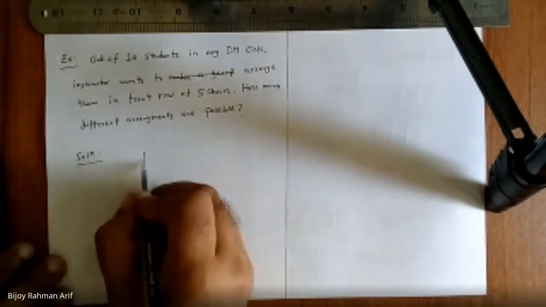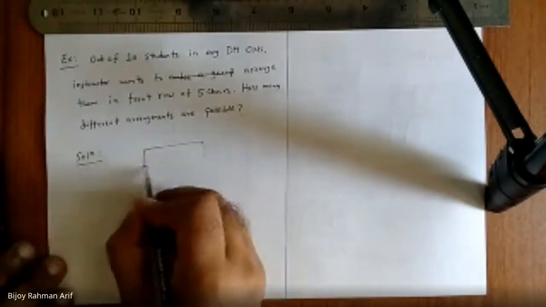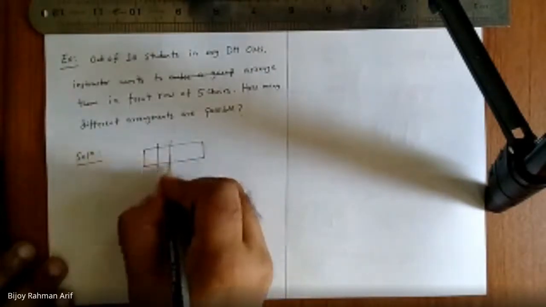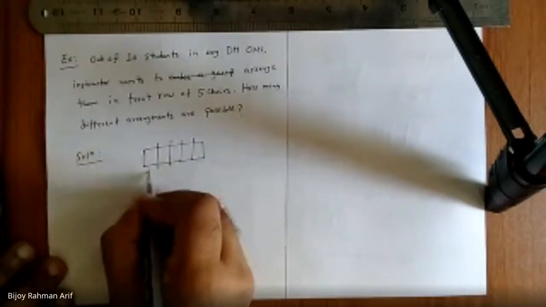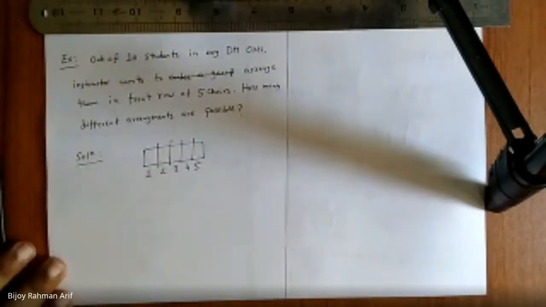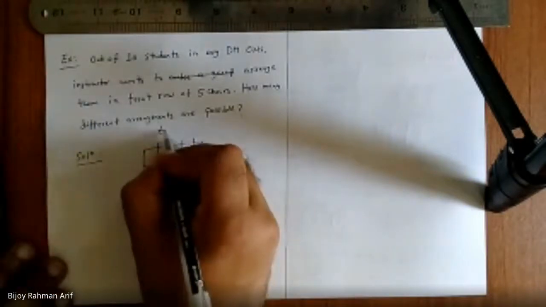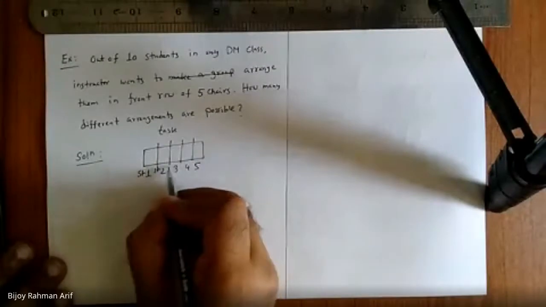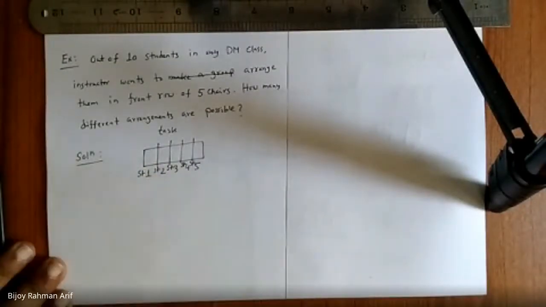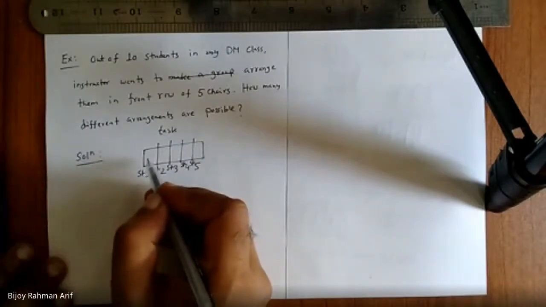The task is filling the row of 5 chairs. We can consider it like this: 1, 2, 3, 4, 5, five chairs. This is my task. This is subtask 1, subtask 2, subtask 3, subtask 4, subtask 5. How many ways can I fill up the first chair?